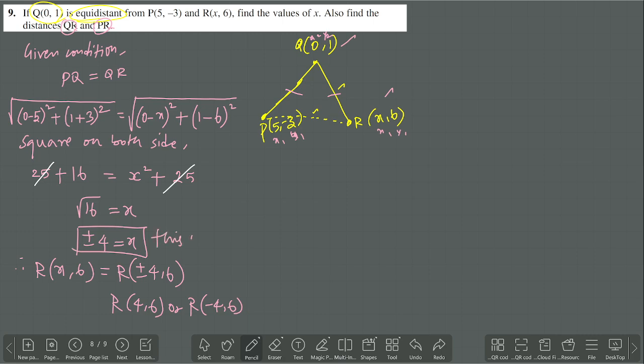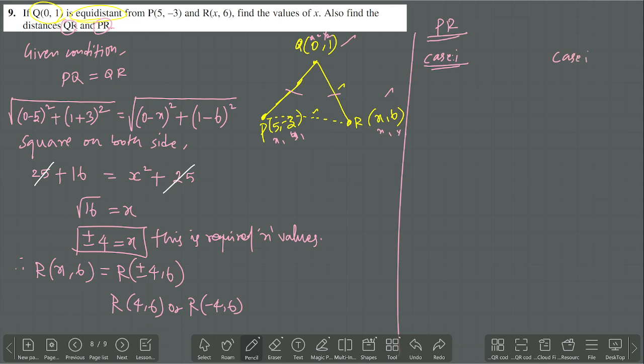And this is the required value. So these are the required x values. That's it. Now I'm going to find PR and QR distance. Shall we go? Right. So first PR I'm going. In the PR I have 2 cases. Case number 1 and case number 2.